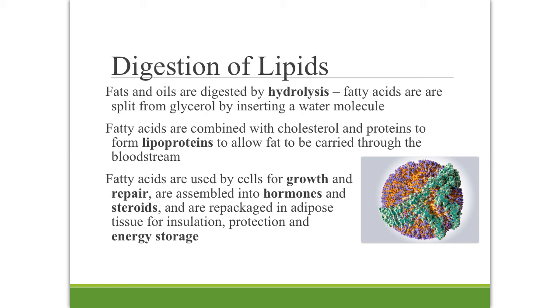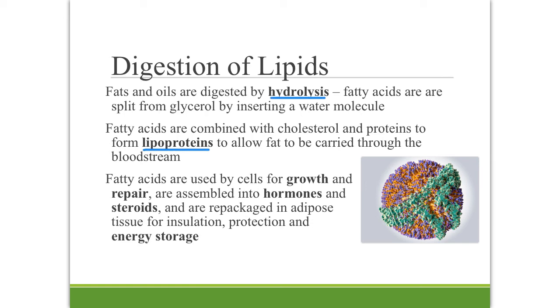So just like with carbohydrates, fats and oils are digested by hydrolysis. They're being split apart by adding a water molecule and take the fatty acids off the glycerol. And then they can be combined with cholesterols and proteins to form things called lipoproteins in order to allow fat to be carried through the bloodstream. Because fat doesn't mix with water and your blood is basically water, we have to use a lipoprotein to allow them to be transported.